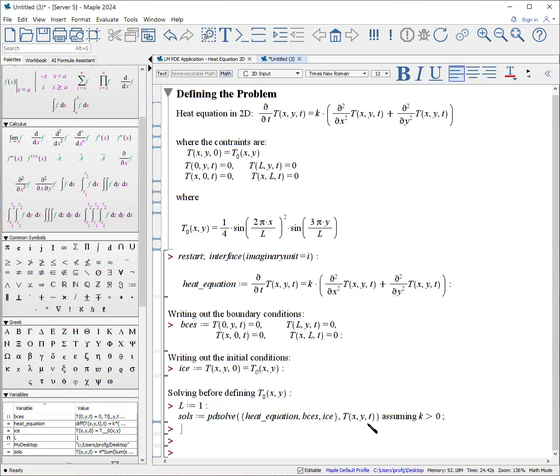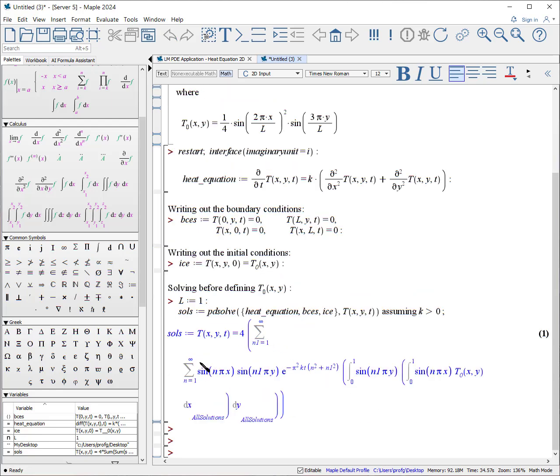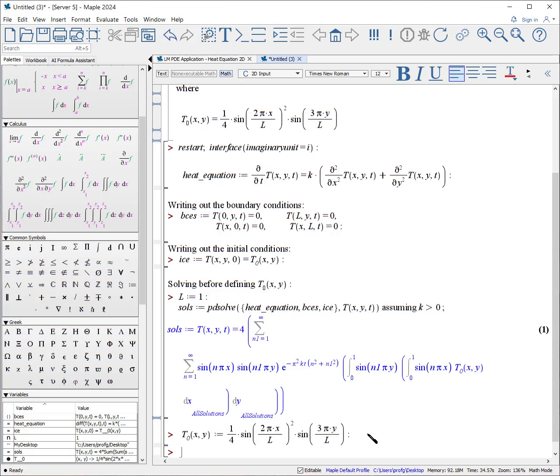What sort of function we're looking for, and it's useful also to tell it to assume that the constants are positive. The result is still a double summation, but since we didn't tell it what T sub 0 is, we are left with these integrals. And now we can actually define what T sub 0 is. It hasn't performed the integration, but at least it's ready to get started on it.